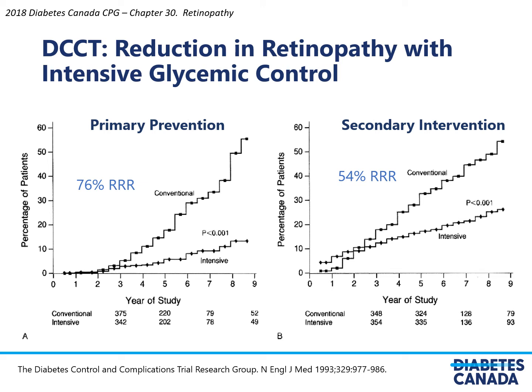On the left-hand panel, you can see that more intensive glycemic control resulted in a 76% relative risk reduction in the primary development of retinopathy. On the right-hand panel, you can see that intensive glycemic control resulted in a 54% relative risk reduction in the progression of retinopathy. So what this tells us is that good glycemic control is effective in reducing the onset of retinopathy as well as reducing the progression of retinopathy.